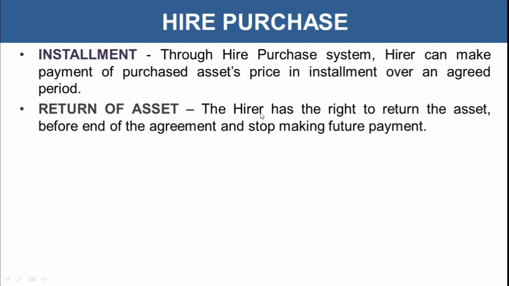Return of asset. The hirer has the right to return the asset before the end of the agreement and stop making future payments. So this is another difference which makes the hire purchase system different from other consumer finance options or other installment bases. Here the hirer has the right to return the asset, because what you are making as payment in the form of installment is taken by the seller as a payment for using that particular asset. So you can return the asset before the end of the agreement and stop making future payments.